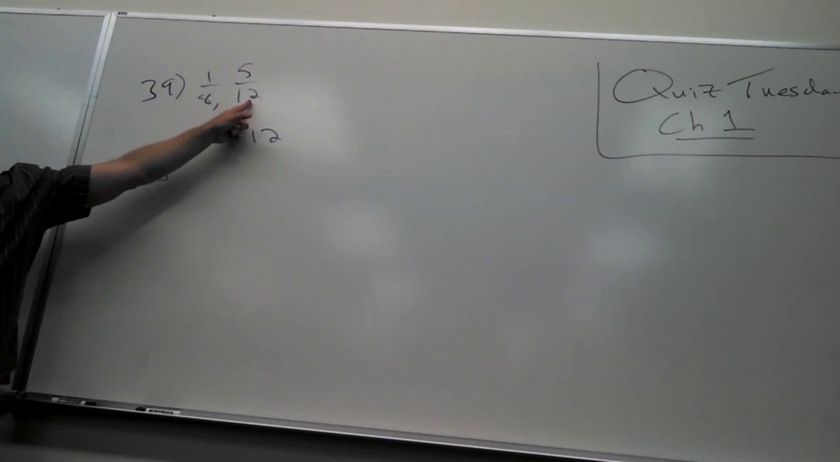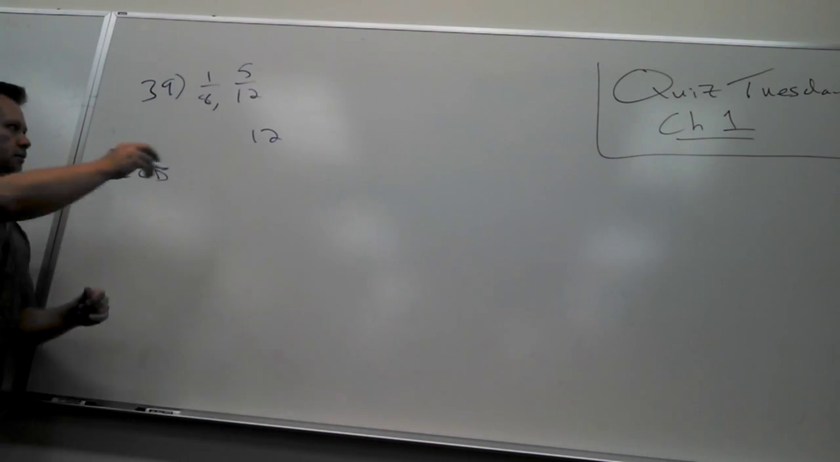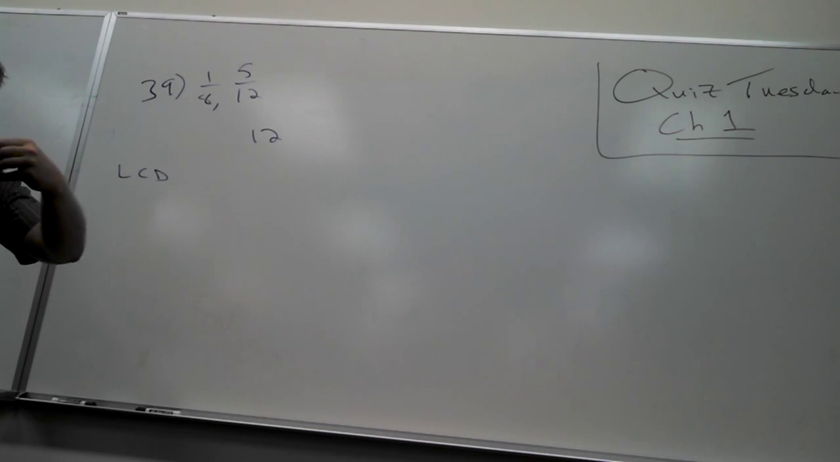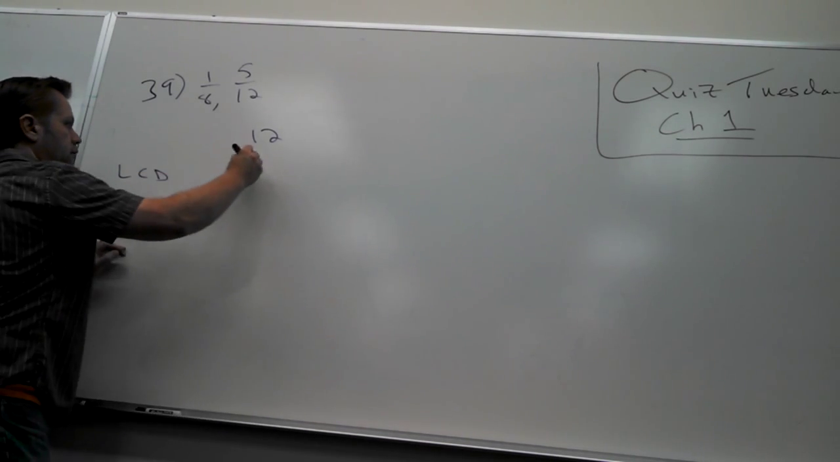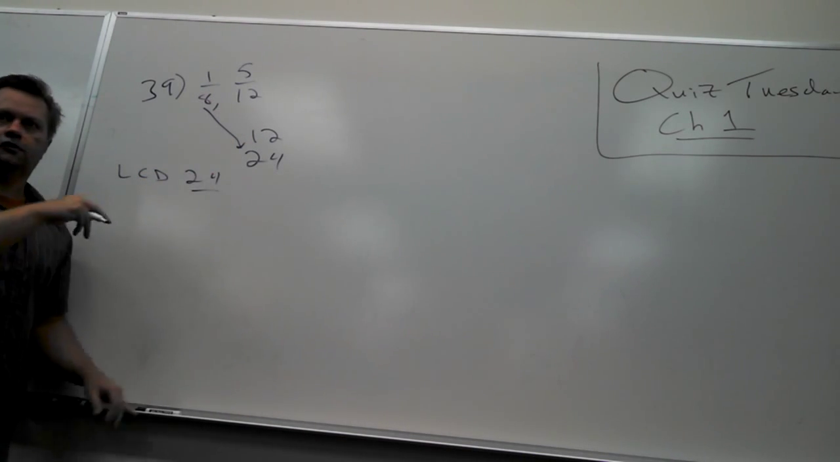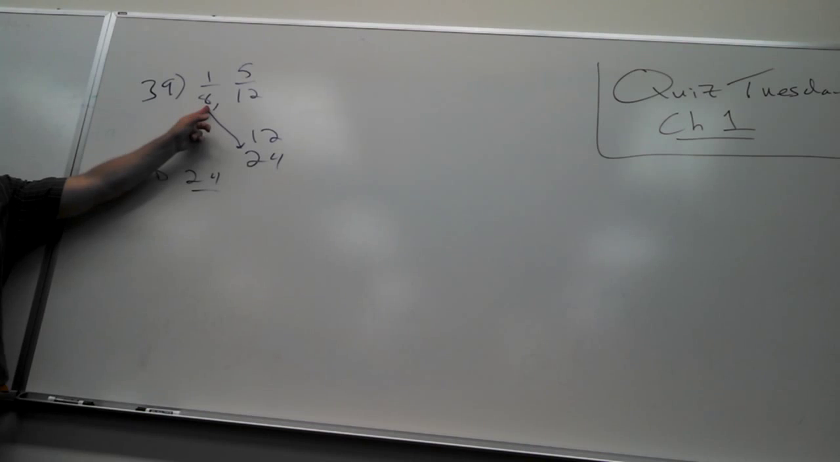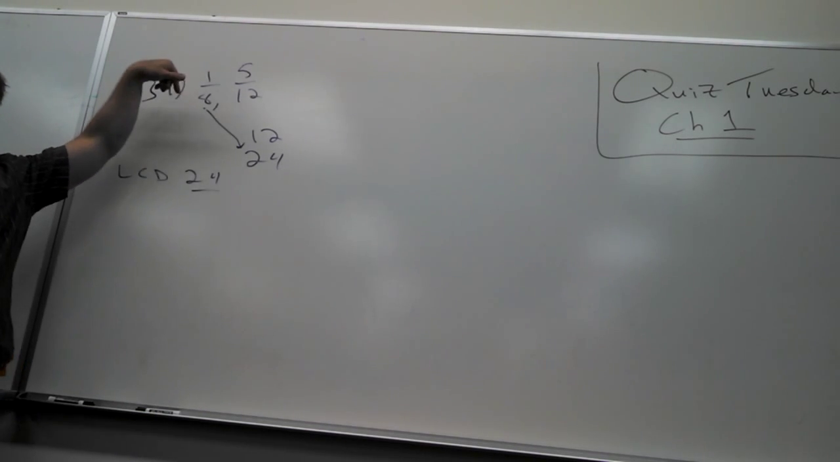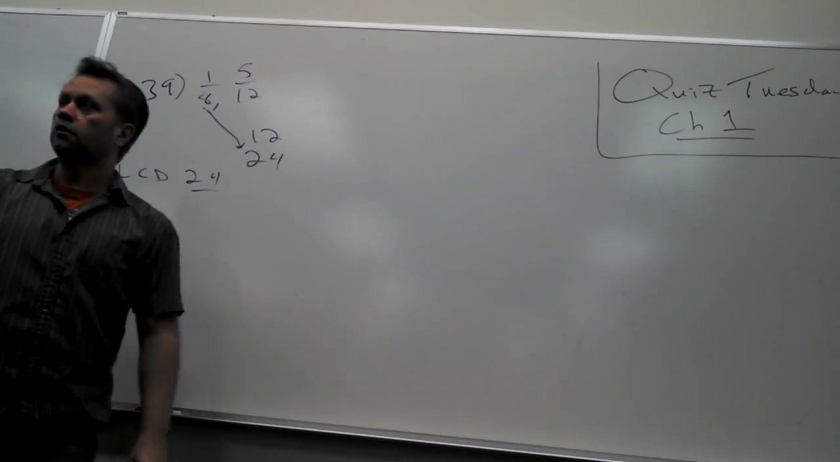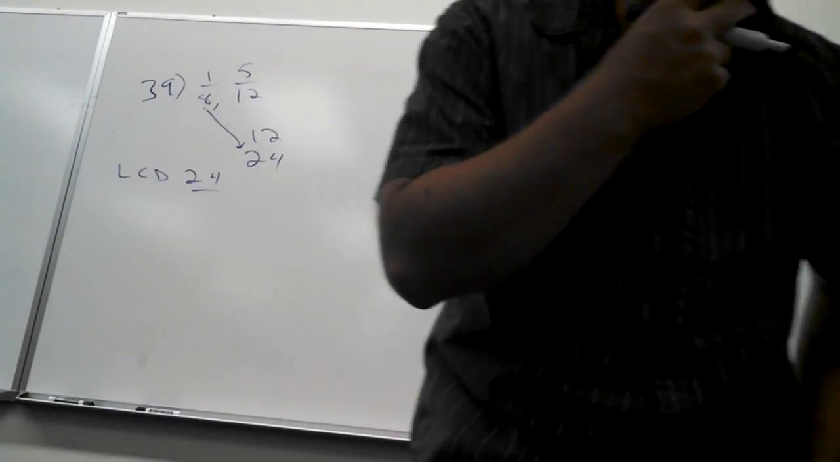So 8 cannot become 12, so 12 is not the LCD. But what's the next multiple up? Start counting by 12s. 24. And does 8 go into 24? Yeah, so you're done. The LCD is 24. Because now you can make that 24, you can make that 24. So then you make them like terms. Cool.